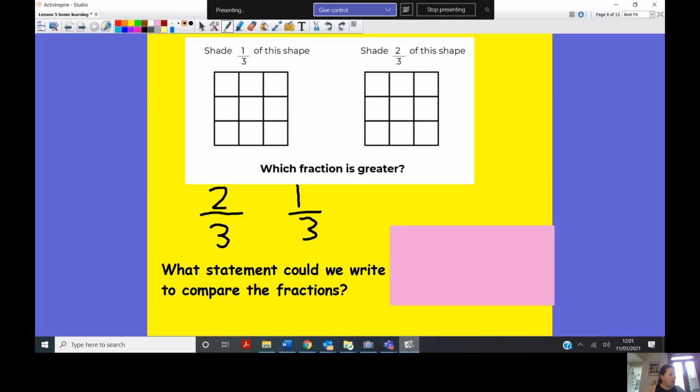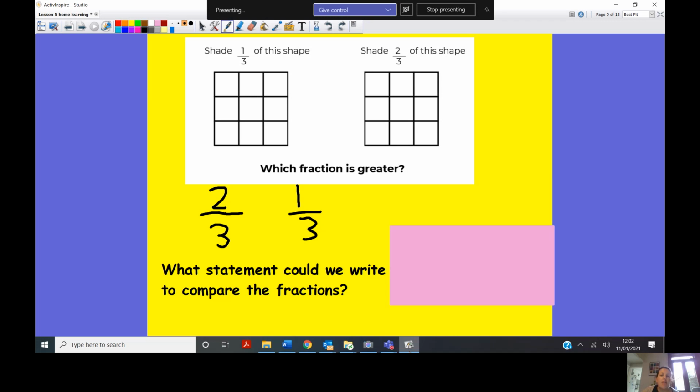So here we have a square. This square is divided into a number of equal parts. First of all, we want to count how many equal parts. 1, 2, 3, 4, 5, 6, 7, 8, 9. So this shape is divided into 9 equal parts.